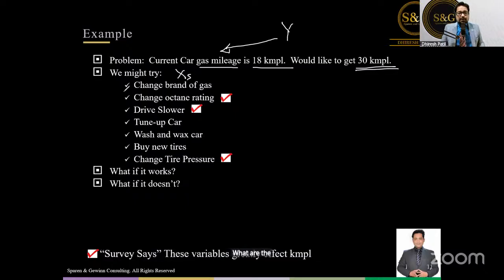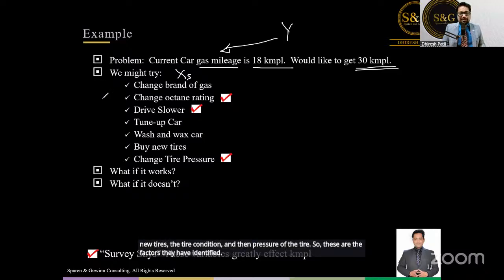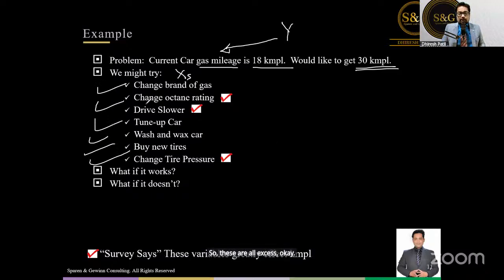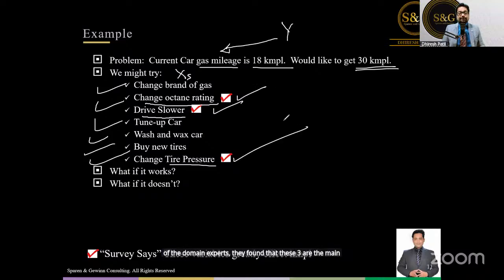What are the X's? The brand of the gas, octane rating of the gas, the speed of the driving, tune-up of the car, which is the maintained car, wash and wax of the car, which is a very clean car, new tires, the tire condition, and then pressure of the tire. So these are the factors they have identified, all X's. Out of which octane rating, speed of the driving and tire pressure, according to the domain experts, are the three main factors.